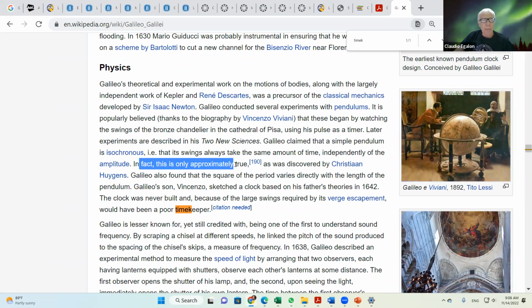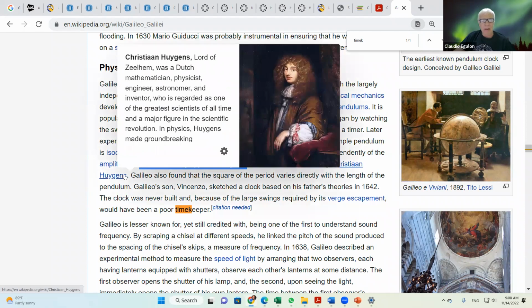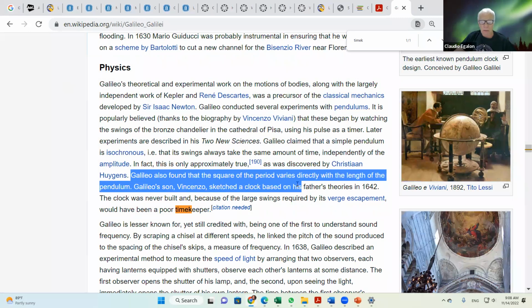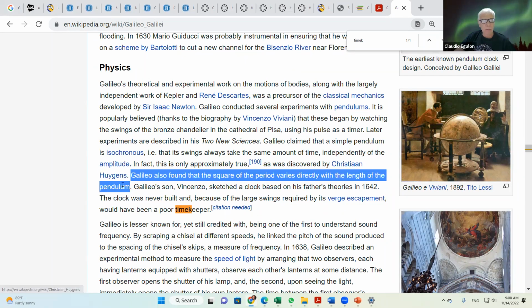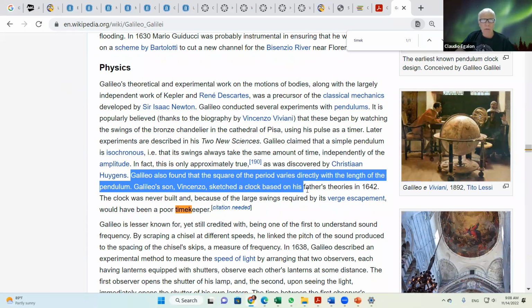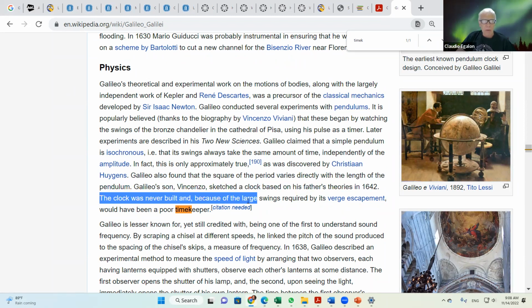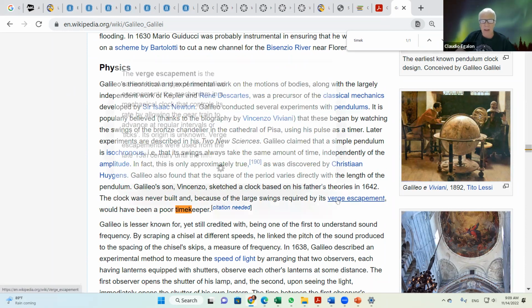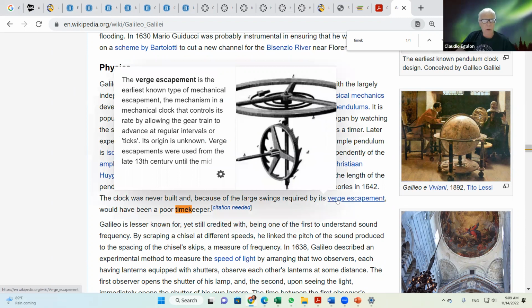In fact, this is only approximately true, as was discovered by Christian Huygens, a Dutch mathematician, physicist, engineer, astronomer, and inventor too. Galileo also found that the square of the period varies directly with the length of the pendulum. Galileo's son Vincenzo sketched a clock based on his father's theory in 1642. The clock was never built, and because of the large swings required by the verge escapement, a type of device, it would have been a poor timekeeper.